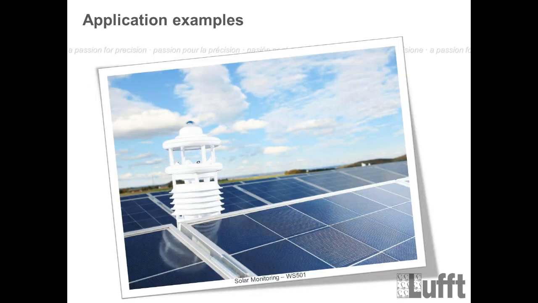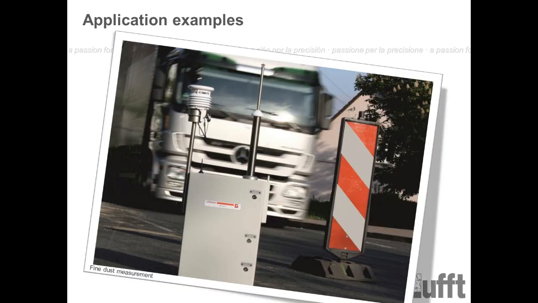Then we have, of course, WS500 here for a solar application. That means solar monitoring. That means solar parks, they need to know the radiation, how strong the sun power is at that moment, and with this information they can put the panels in the right position, and that's how it works here on this picture. That's the regulation of the solar panels here with the WS501.